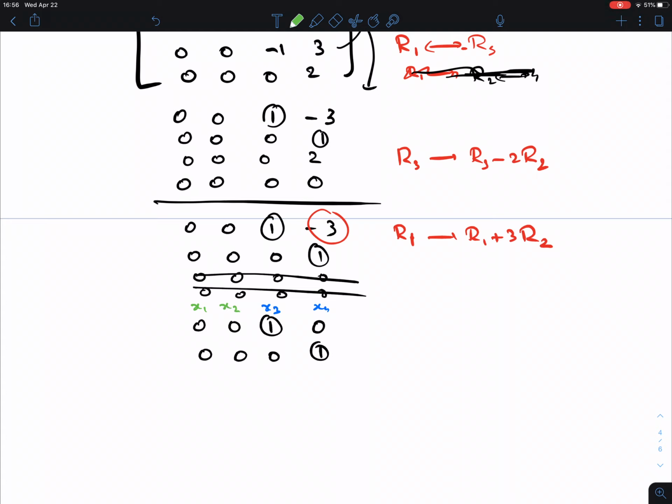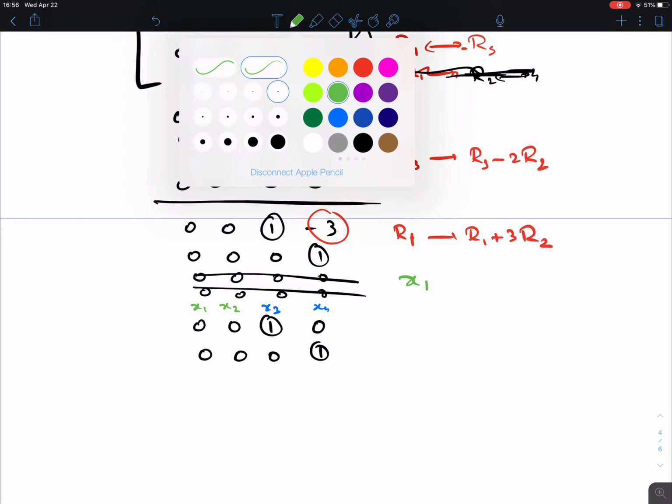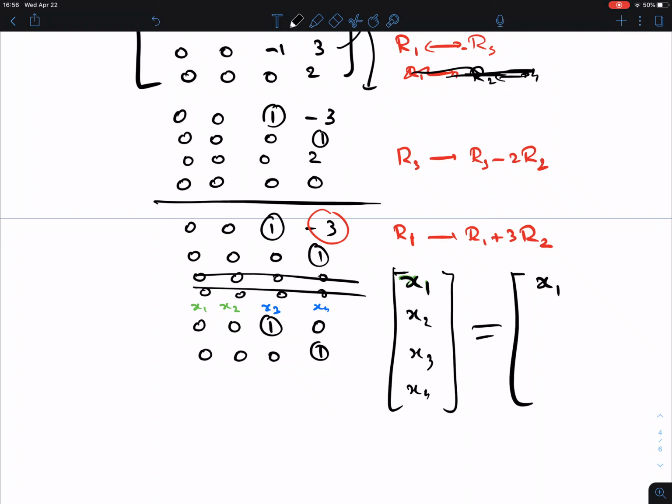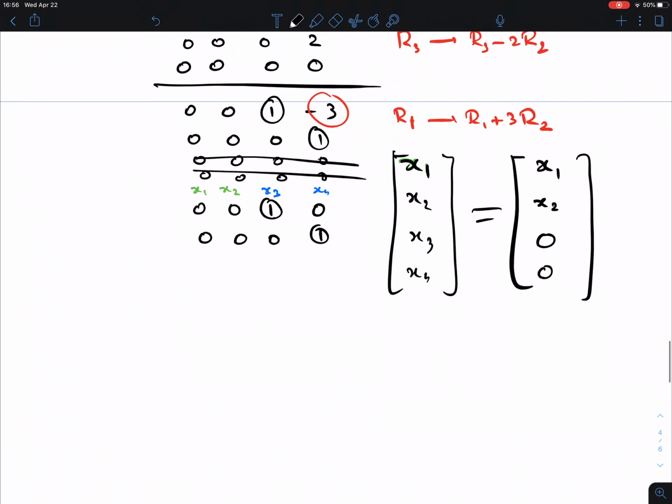And then the deal was, you write x1. No, sorry, not that. Let's do everything in black. We write x1, x2, x3, x4 in terms of the free, the green variables. So x1 is of course just itself, x2 is just itself, x3 is 0, right? This means x3 is 0, x4 is also 0. Okay, so that's what we get.